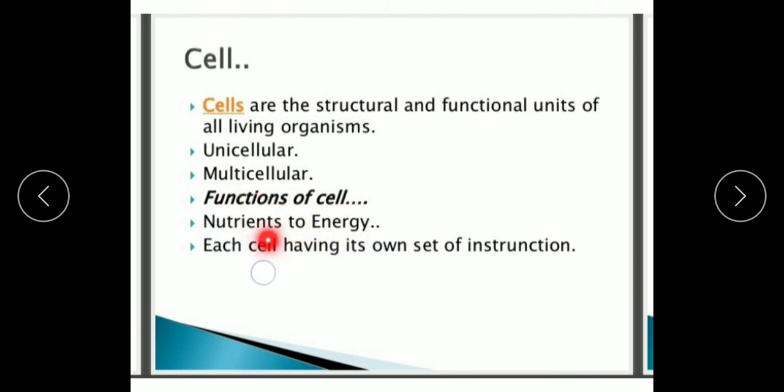Functions of the cell: nutrients to energy. Each cell has its own set of instructions. Each and every cell has its own instructions and does not depend on any other external source, such as other organs, organelles or tissues.